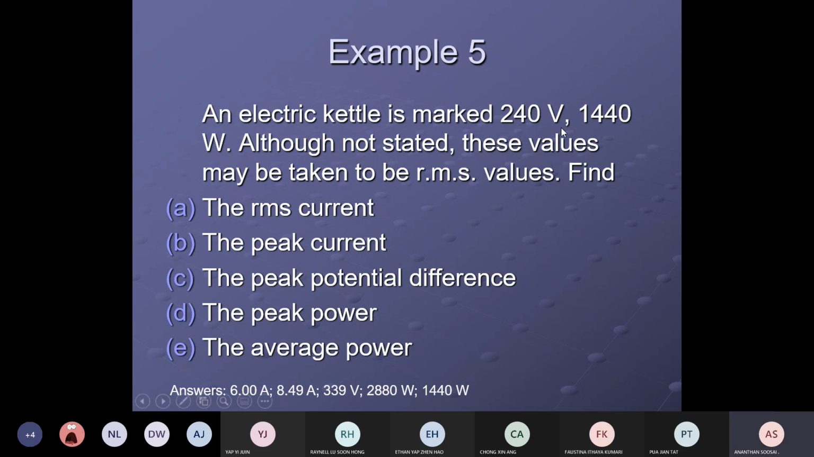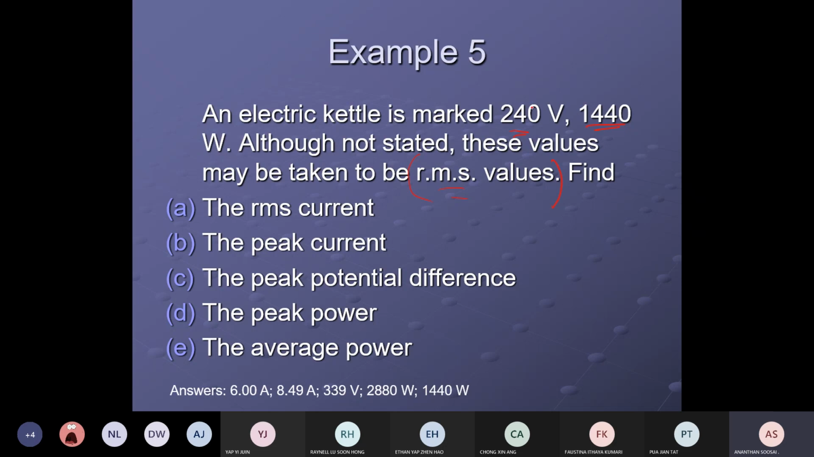Okay, an electric kettle is marked 240 volt and 1440 watt. When you go and buy any electrical devices, the two values normally stated on these devices are, of course, definitely the voltage. What is the voltage to be used? Don't exceed that voltage, you're going to spoil that device. And sometimes they'll tell you the power, what's the power utilized by that device. For example, an air dryer, they will tell you how many volt, how many watts. So the electric kettle is marked with these values. Although not stated, these values may be taken to be this. The question itself already helped you.